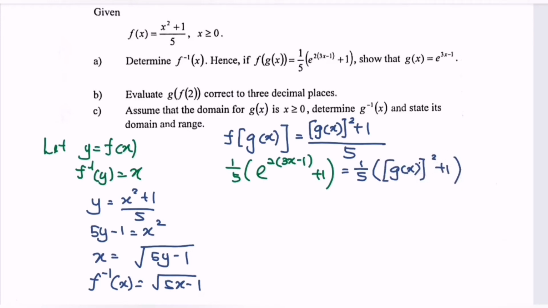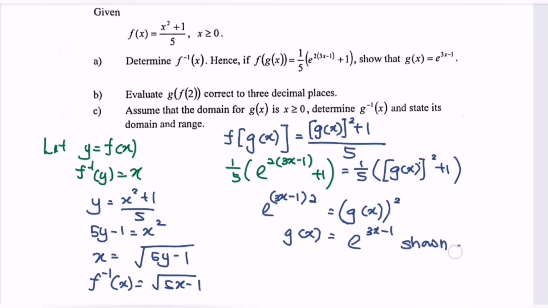So kindly simplify. Here we notice that we have e to the power of 3x minus 1, multiplied with 2, which is equal to g(x) squared. Referring to this, we can compare, and we notice that g(x) is equal to e to the power of 3x minus 1. So, shown. That is the solution for part A.